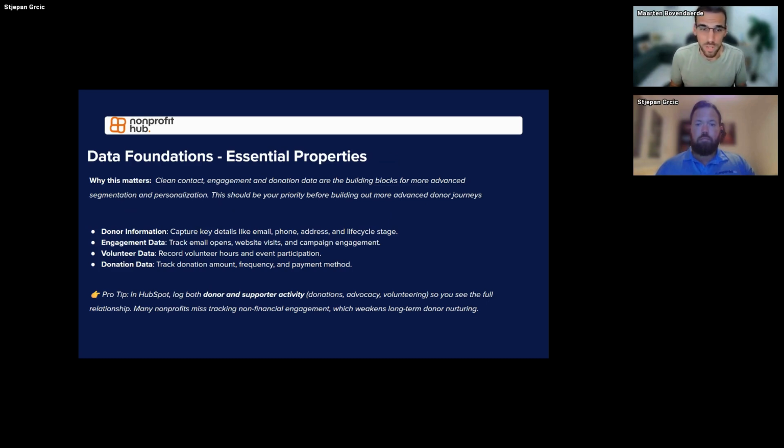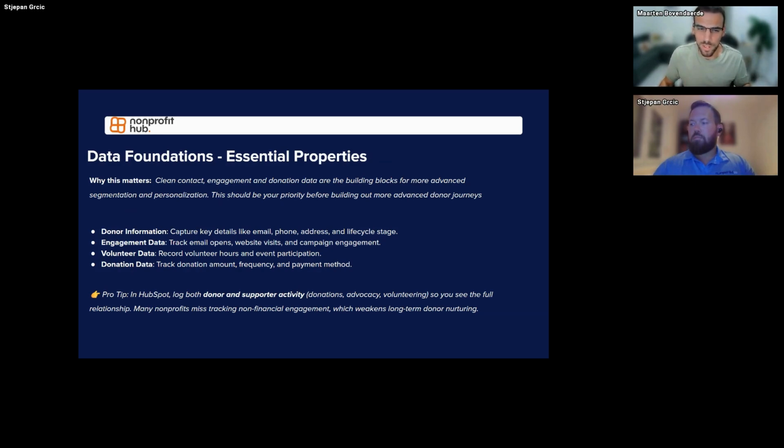As well as then donation data. So we'll go a bit more into that one specifically, but obviously you want to have one clean, solid place where donation amounts, donation frequencies, payment methods are coming in. Usually this is on a deal object that we associate with a contact. You can also use custom objects. We'll get into that shortly.